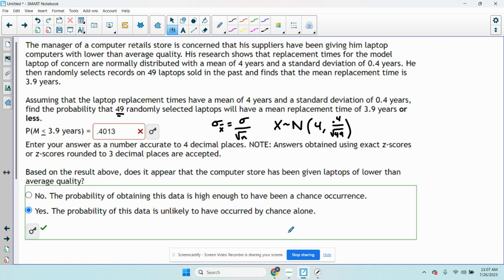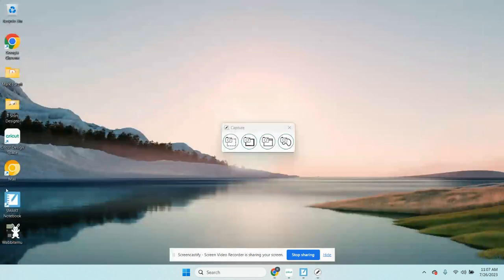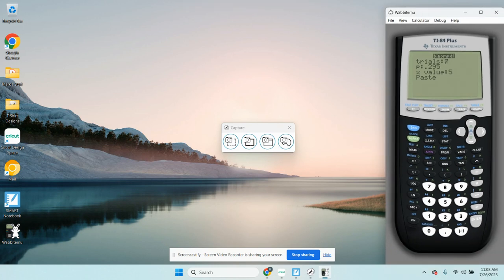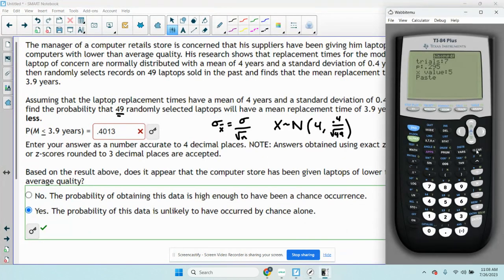Okay, so it's a matter of just plugging all that into the calculator. Let me get the calculator up. Distribution, normal CDF. So we're trying to find the probability that it's less than 3.9. So we're doing a really, really large negative lower bound, up to 3.9, with a mean of 4 and a standard deviation of 0.4 divided by 7.